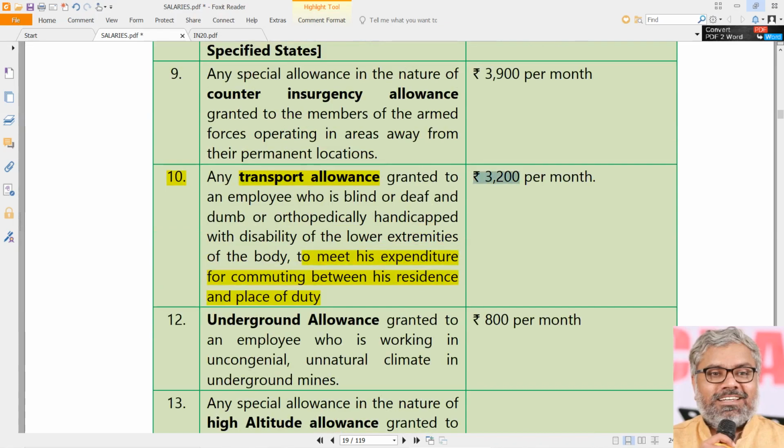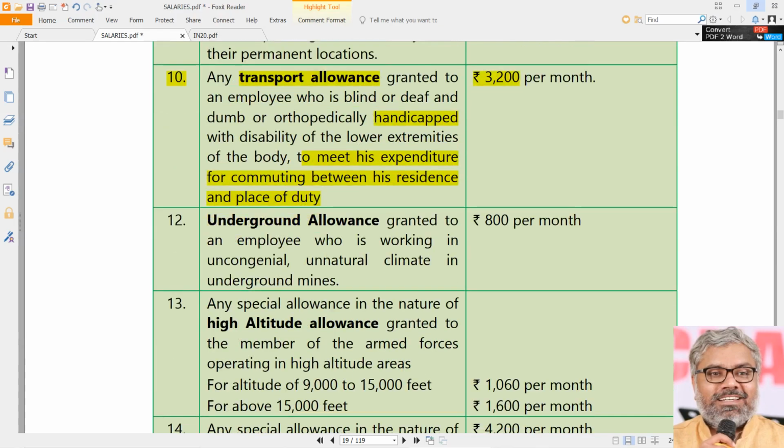Exemption is there. Up to 3,200 rupees per month for whom? Not for everybody, only for handicapped employees. So if at all the employee is handicapped and is receiving a transport allowance to meet the expenditure of commuting between office and residence, then an exemption of up to 3,200 per month can be given to that employee only. If nothing is mentioned in the question, don't assume that the employee is handicapped. For a normal employee, this allowance is fully taxable. It is in the exemption list only and only for handicapped employees. So, especially there is a 3,200 rupees exemption for them.